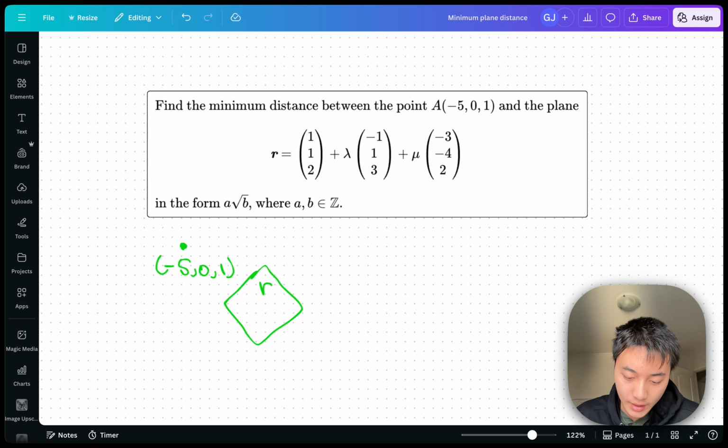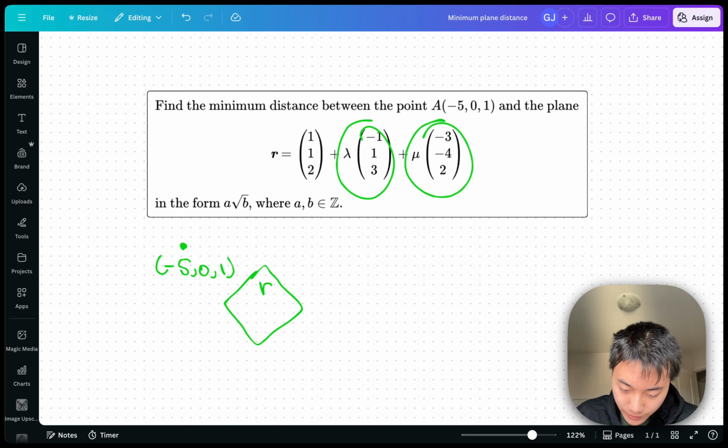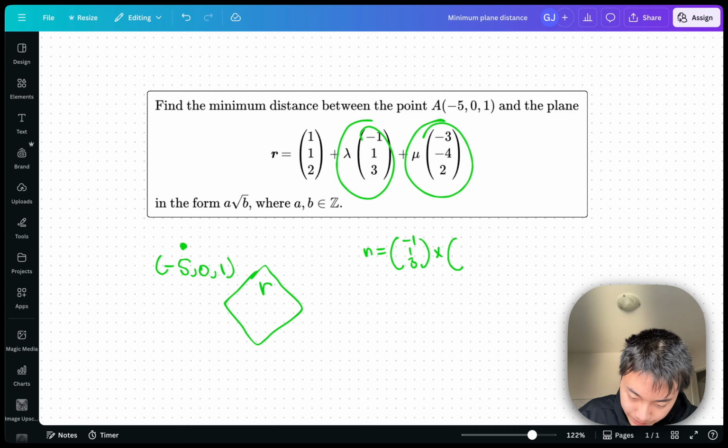But it's the normal. And to find the normal of the plane, we can do the vector product between the direction vectors. So let's name the normal vector n, and let's do the vector product: (-1, 1, 3) times (-3, -4, 2). Yeah, okay.